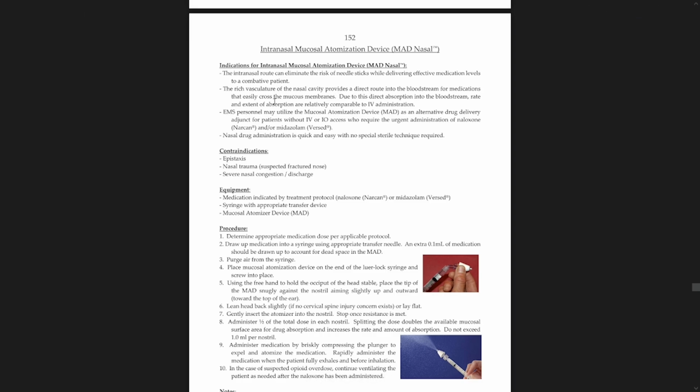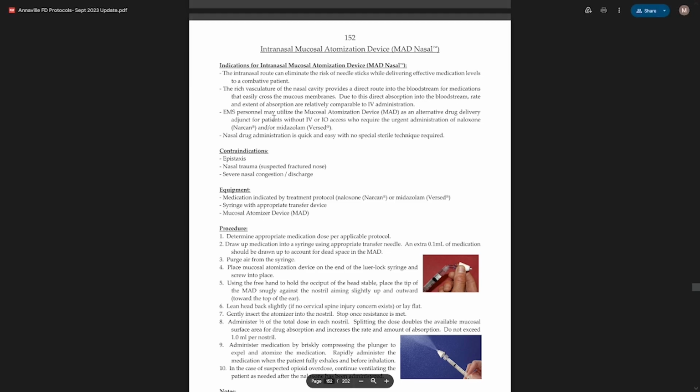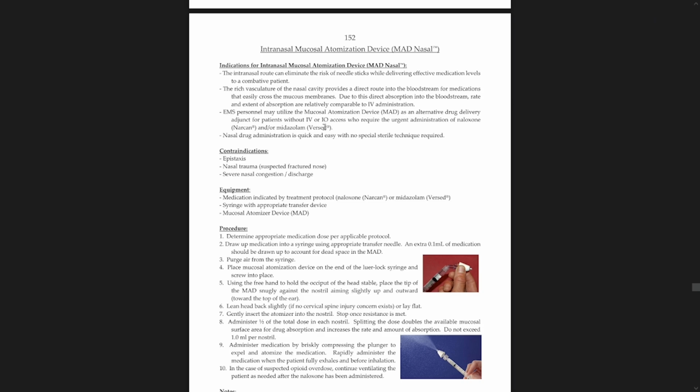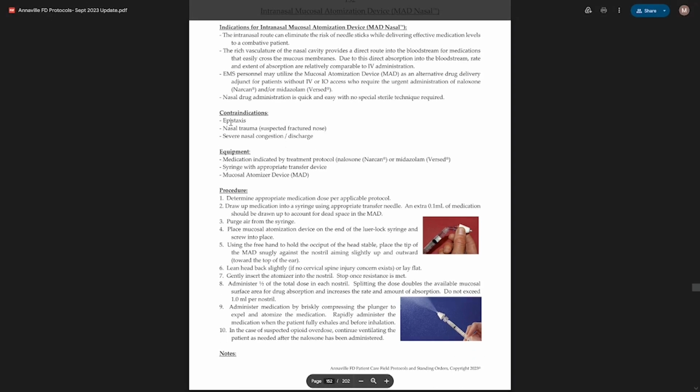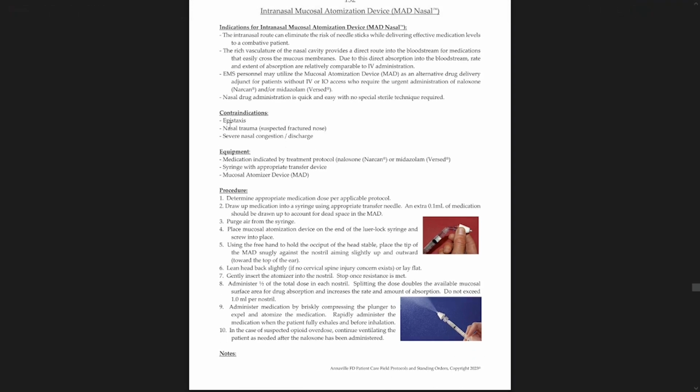EMS personnel may utilize the MAD as an alternative drug delivery adjunct for patients without IV or IO access who require the urgent administration of naloxone or Narcan and/or midazolam or Versed. Nasal drug administration is quick and easy with no special sterile techniques required. The contraindications are epistaxis, nasal trauma, a suspected fractured nose, and severe nasal congestion or discharge.